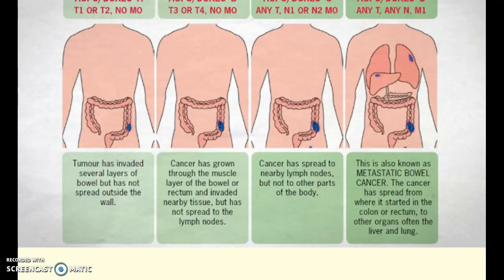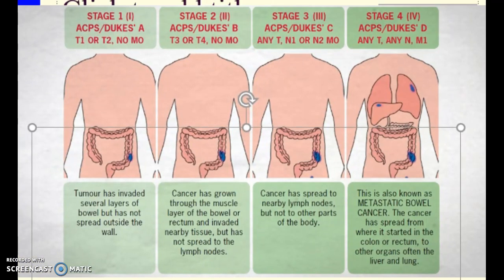So here is a very, very brief look at staging. Let me see if I can make this bigger so you can see it better. Stage 1, little tiny tumor right there. Stage 2, cancer has grown through the muscle, so it went through the colon and it's eking out just a little bit, but we can still pretty much remove that area and be okay.